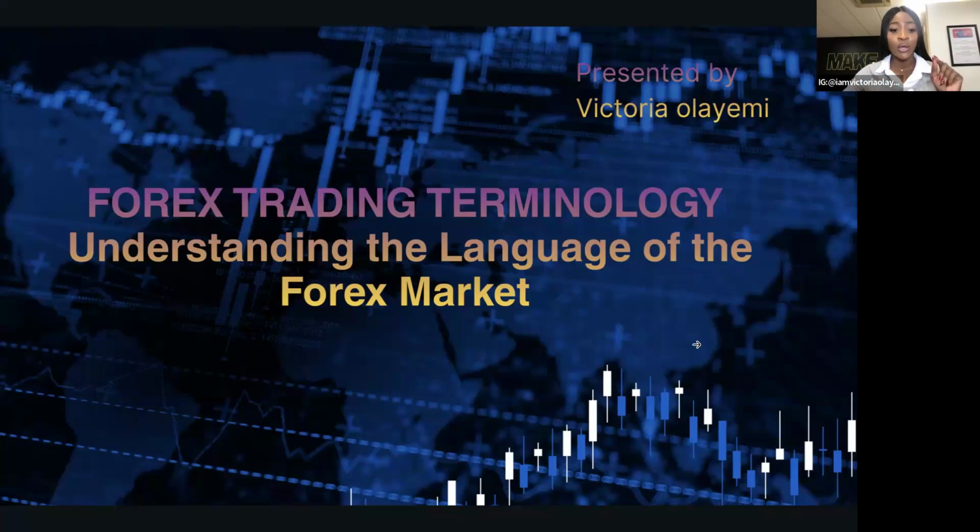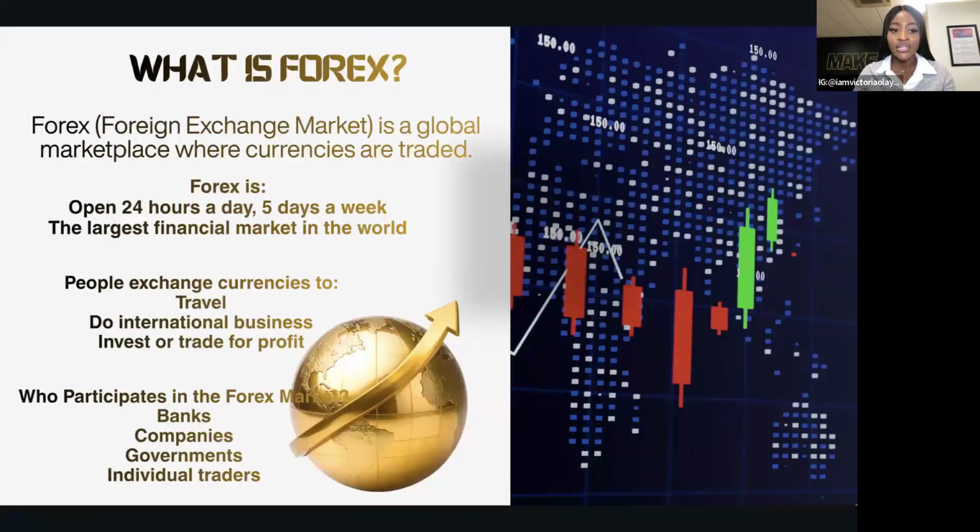Forex trading terminologies, understanding the language of the Forex market. What is Forex? Forex simply stands for foreign exchange market. It is a global marketplace where currencies are traded, and it is one of the largest financial markets in the world. Forex is open 24 hours a day and 5 days a week.